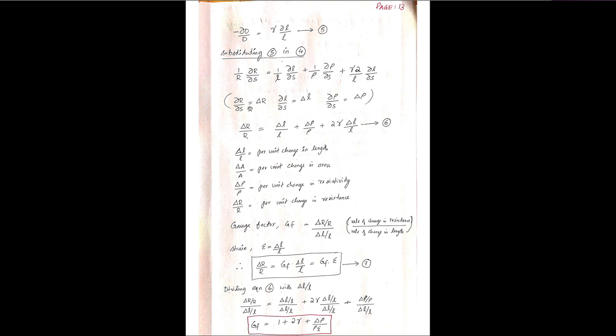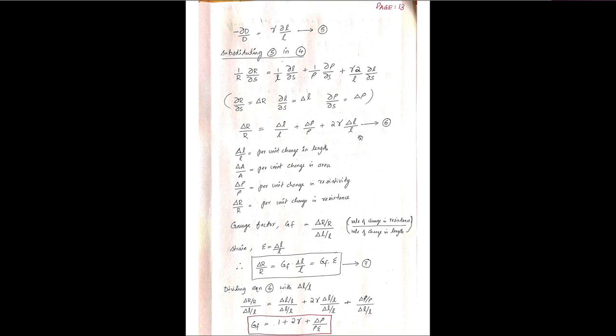Okay, and also we can write dou r by dou S as delta r, dou l by dou S as delta l, and dou rho by dou S as delta rho. Substituting here we can write delta r by r equals delta l by l plus delta rho by rho plus 2 nu into delta l by l.